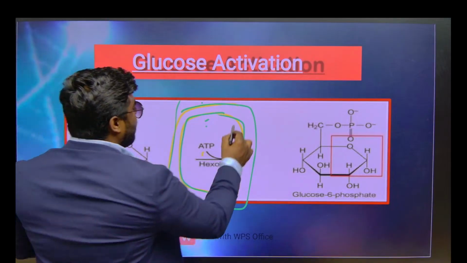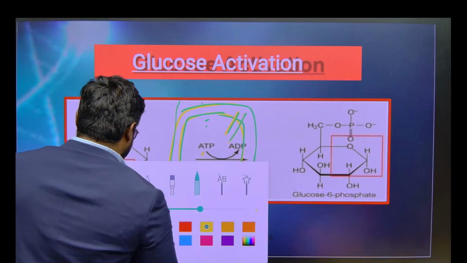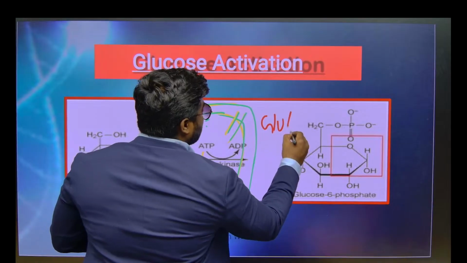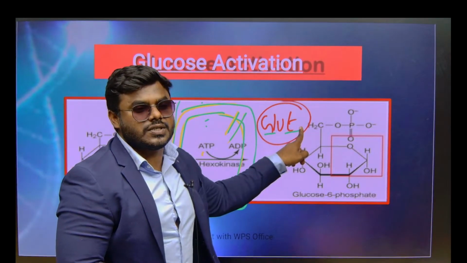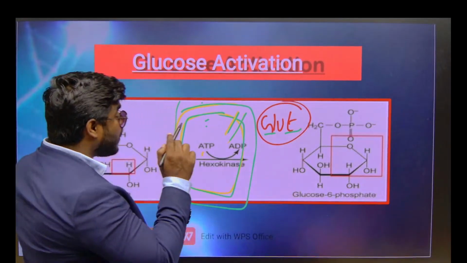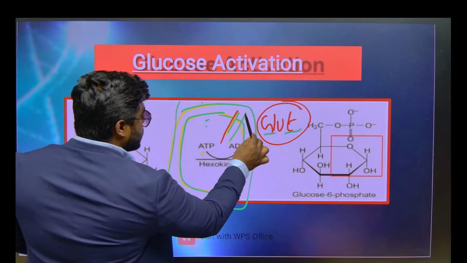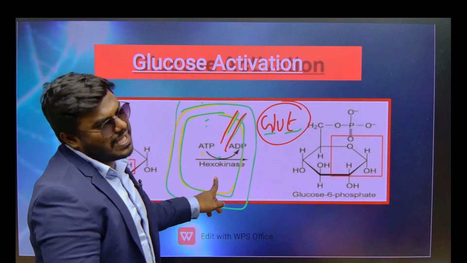On the plasma membrane, all of you remember, we have receptors called what? GLUT. What is that? Glucose transporters. Because of the presence of the glucose transporters only, glucose enters into the cytosol, or can cross the plasma membrane.